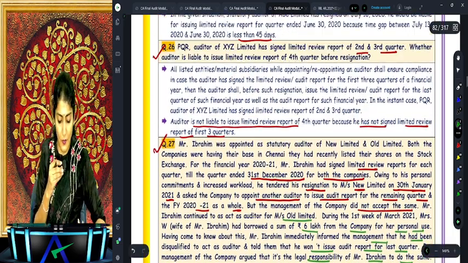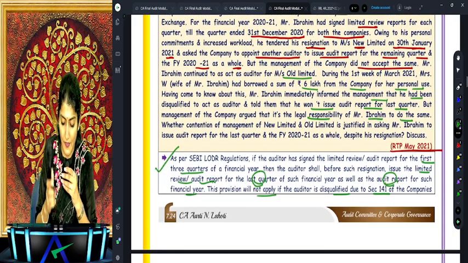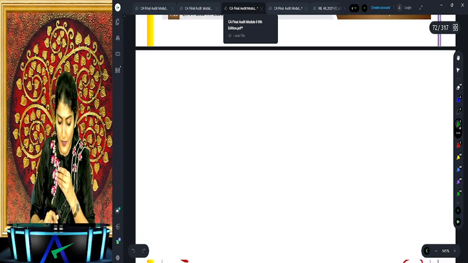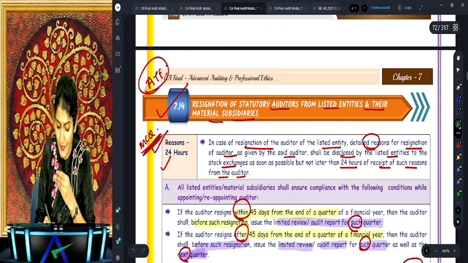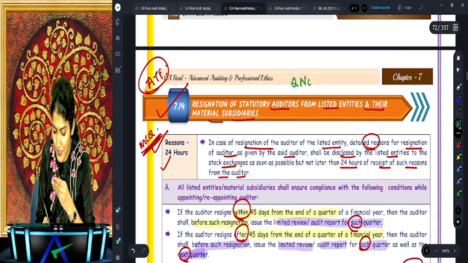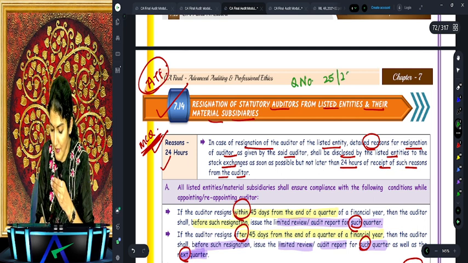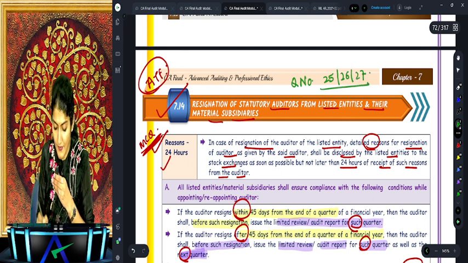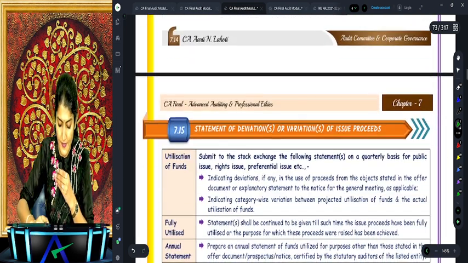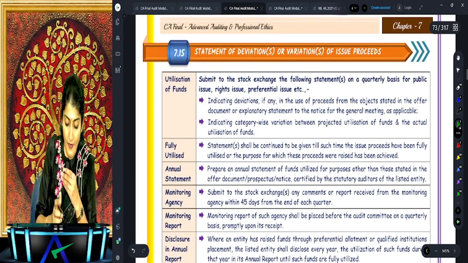Okay, right? So that is question number 25, 26 and 27. What is question number 25, 26 and 27 regarding? It is regarding the resignation of the statutory auditors. Okay, right.